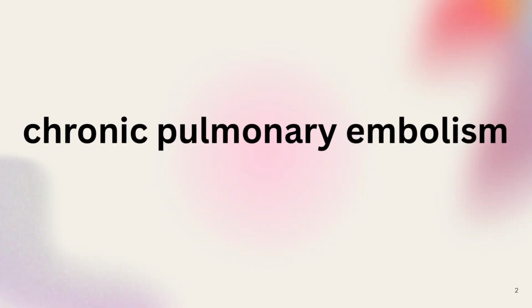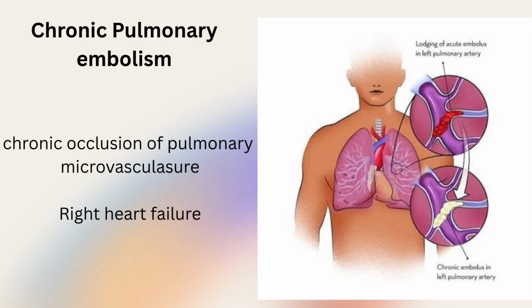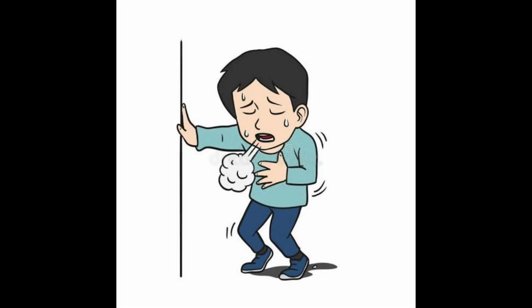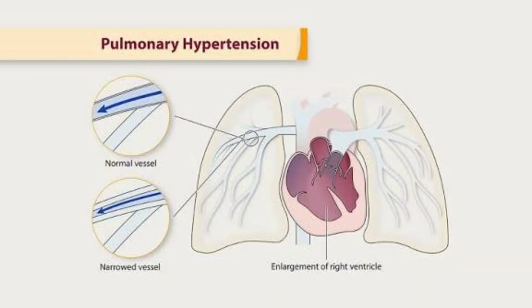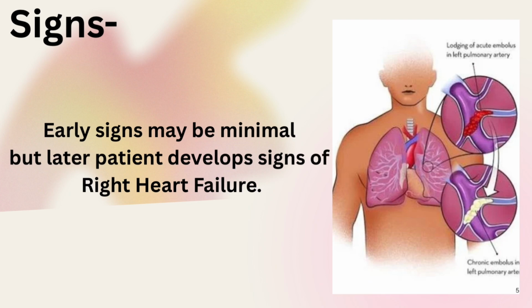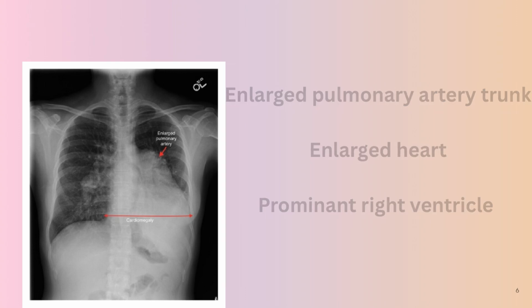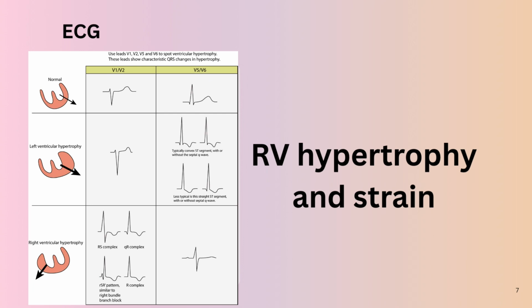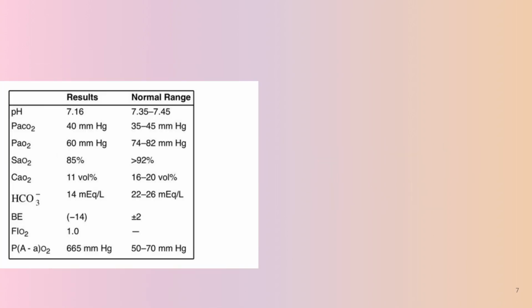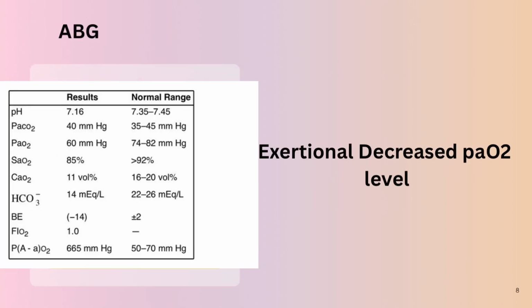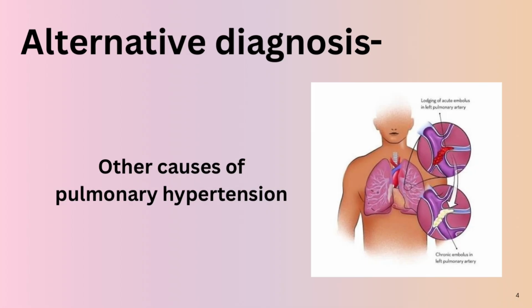Chronic pulmonary embolism. In this, there is chronic occlusion of pulmonary microvasculature and right heart failure. Symptoms include exertional dyspnea, and late symptoms include pulmonary hypertension or right heart failure. Early signs may be minimal, but later the patient develops signs of right heart failure. Chest X-ray findings include enlarged pulmonary artery trunk, enlarged heart, prominent right ventricle, and ECG shows RV hypertrophy and strain. ABG may show exertional decreased PaO2 level or desaturation on formal exercise testing. Alternative diagnoses include other causes of pulmonary hypertension.